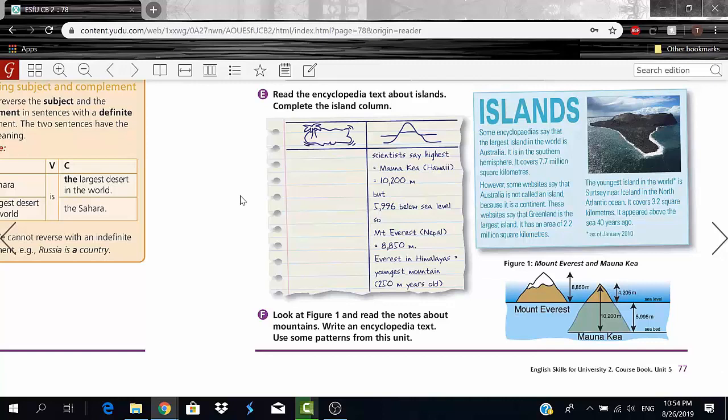So, what's the world's second largest island after Australia? That's correct, Greenland. And what's the world's youngest island? It's Surtsey, yes. And where is Surtsey? Yeah, it's near Iceland in the North Atlantic, okay? And finally, how big is Surtsey? That's correct, it's 3.2 square kilometers, okay? So this is the style I wanted to show you guys when reading encyclopedias and getting questions, okay?